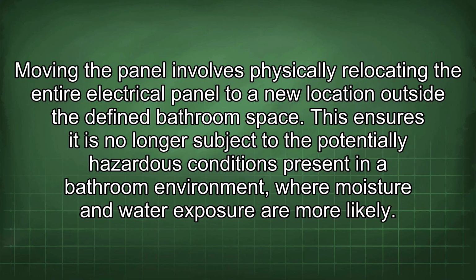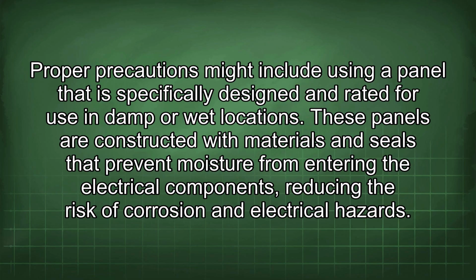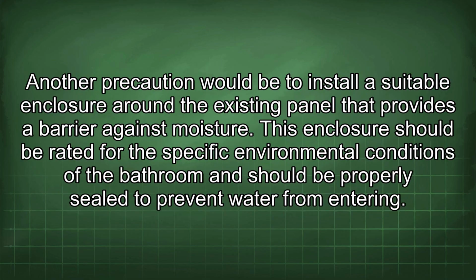This ensures it is no longer subject to the potentially hazardous conditions present in a bathroom environment where moisture and water exposure are more likely. Proper precautions might include using a panel that is specifically designed and rated for use in damp or wet locations. These panels are constructed with materials and seals that prevent moisture from entering the electrical components, reducing the risk of corrosion and electrical hazards. Another precaution would be to install a suitable enclosure around the existing panel that provides a barrier against moisture. This enclosure should be rated for the specific environmental conditions of the bathroom and should be properly sealed to prevent water from entering.